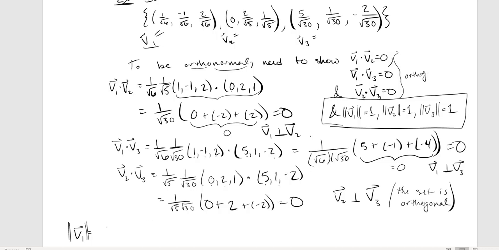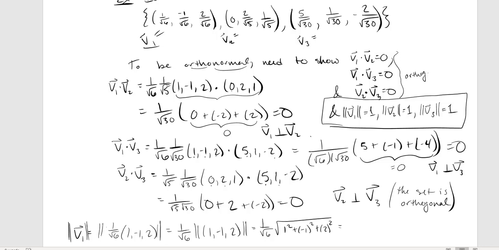Again, maybe it'd be easiest if I thought of this as being 1 over root 6 times the vector 1, negative 1, 2. Because a scalar out front is easy to figure out the magnitude of. It's just the absolute value of the scalar, and then I can work with the magnitude of the vector part. And so we get the magnitude of the vector, just the root of the sum of the squares: 1 squared, negative 1 squared, 2 squared. Looks like we get 4 plus 1 is root 6. Equals 1. Implies this first vector is a unit vector.